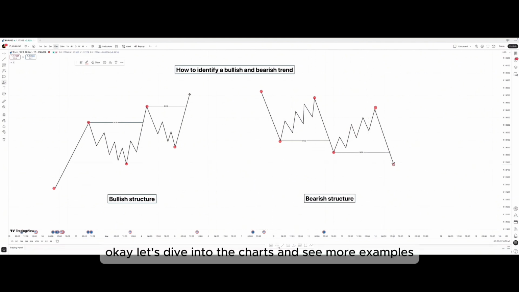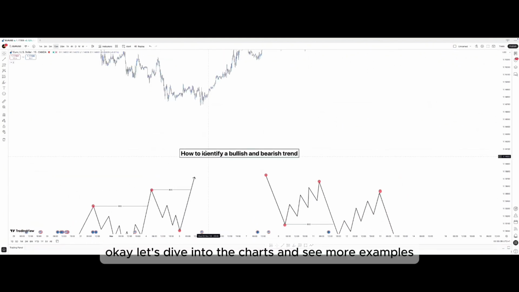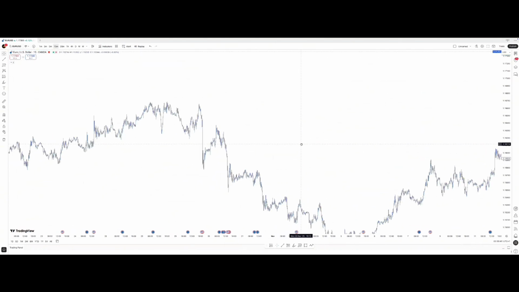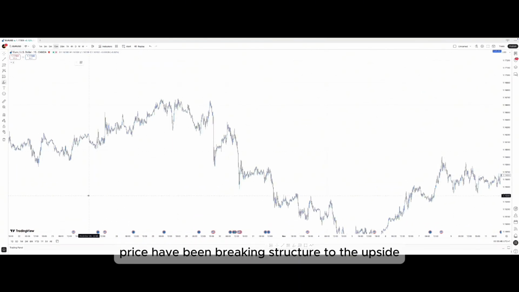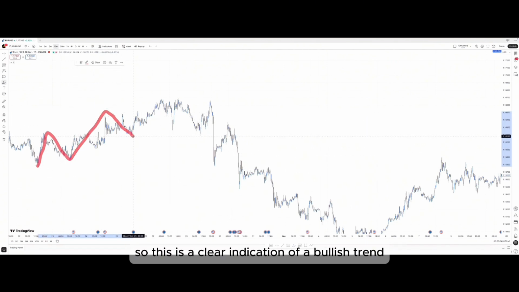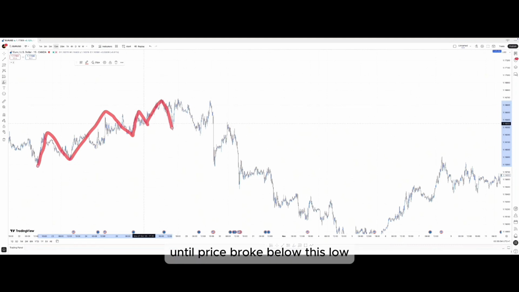Okay, let's dive into the chart and see more examples. All right, as you can see right now, price has been breaking structure to the upside, so this is a clear indication of a bullish trend until price broke below this low, giving us a shift of trend.